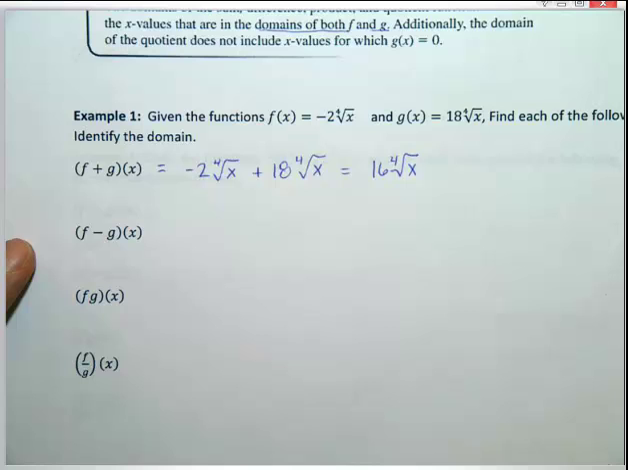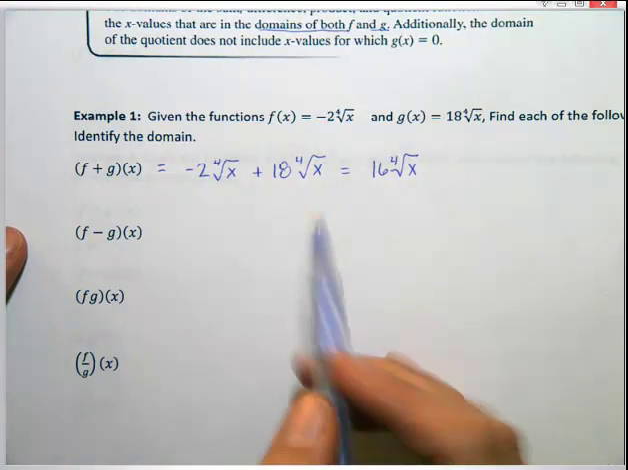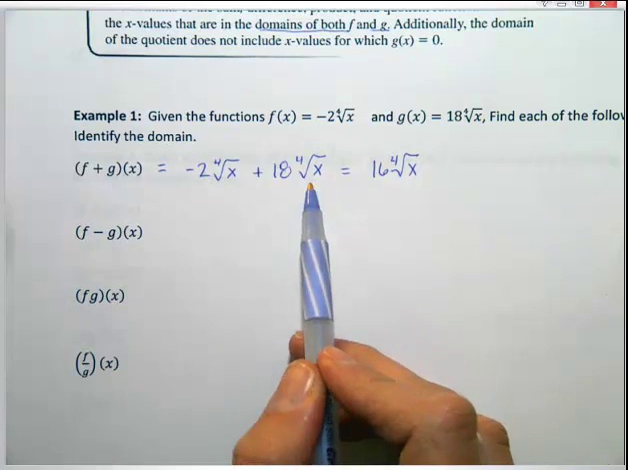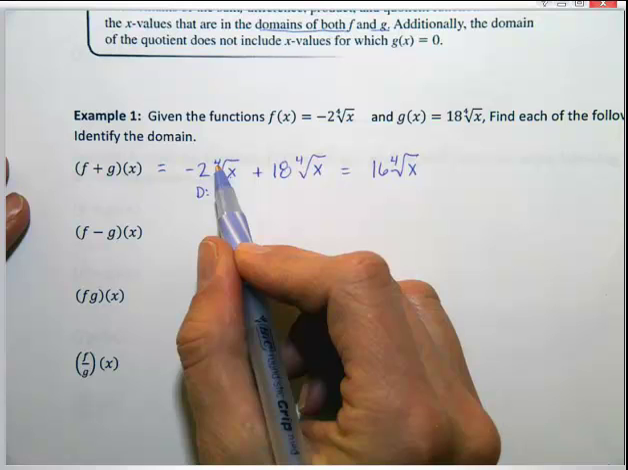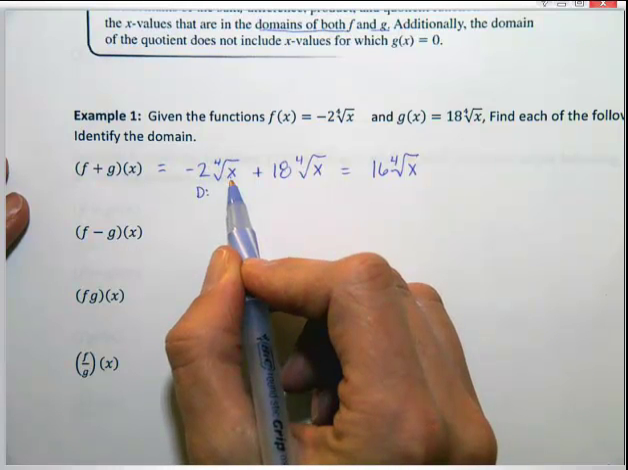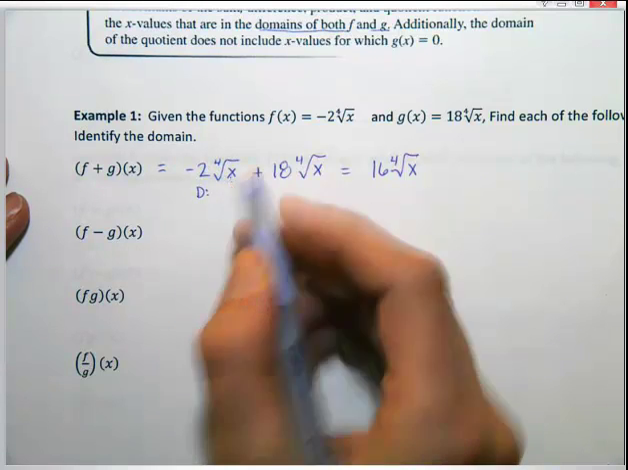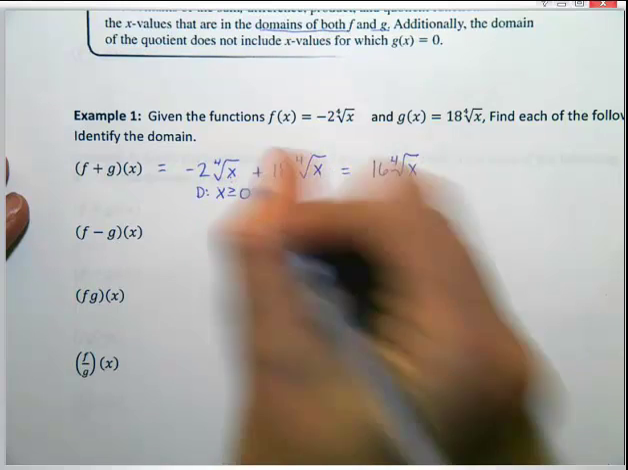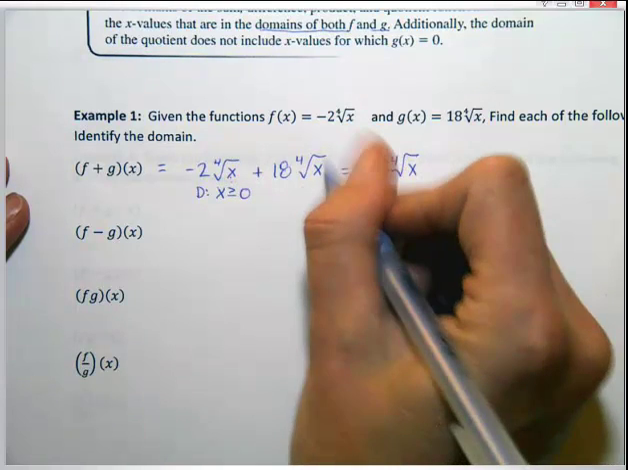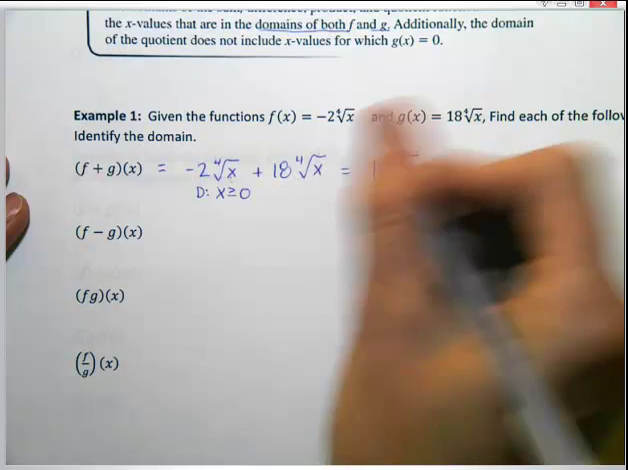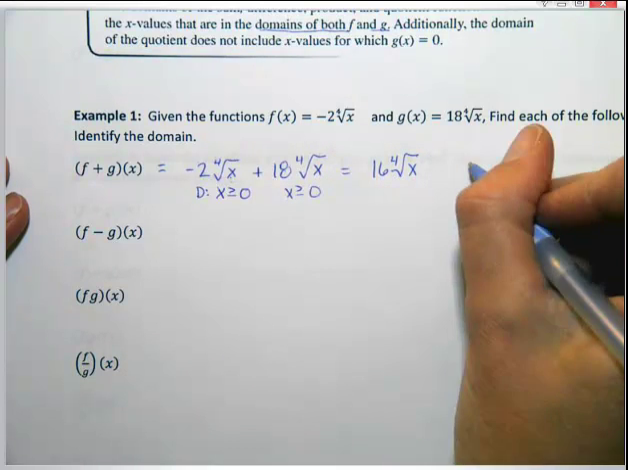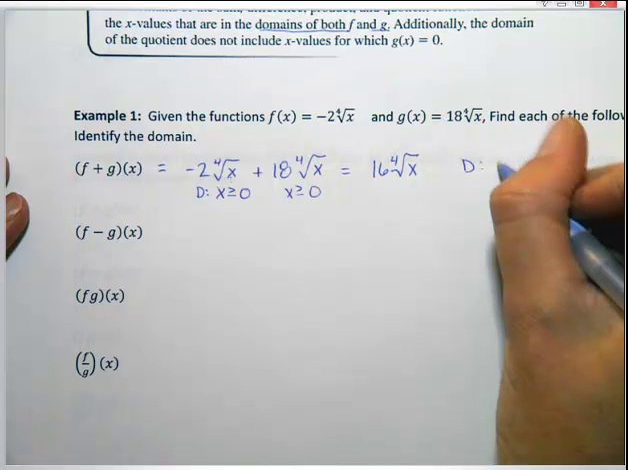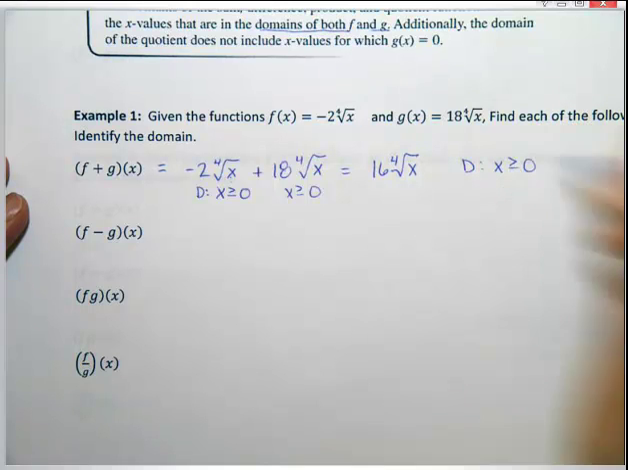That's our resulting function. Now the domain has to be related to the domains of the original functions. So in this first function, because it's an even root, I can't take even roots of negatives. And so x would have to be greater than or equal to 0. And because this is also the 4th root of x for function g, x would have to be greater than or equal to 0. And so for our resulting function, the domain is x is greater than or equal to 0.